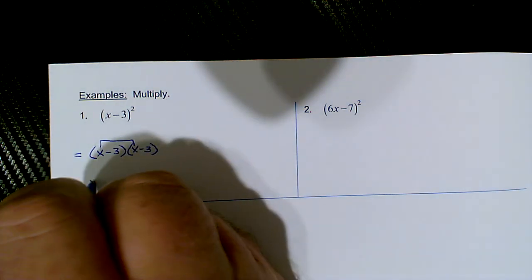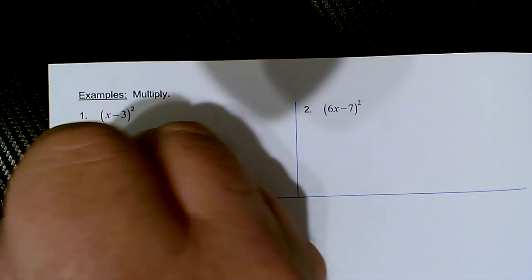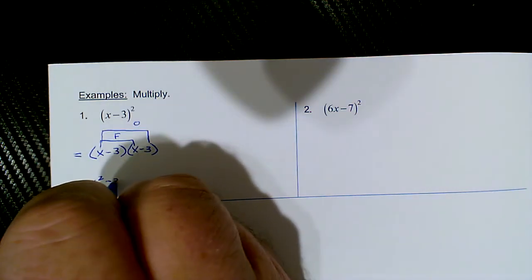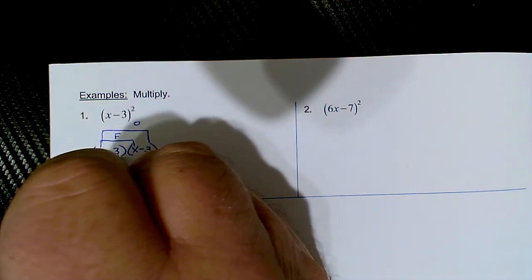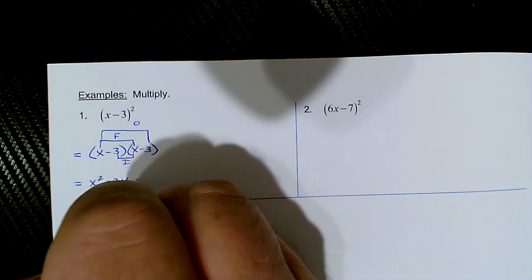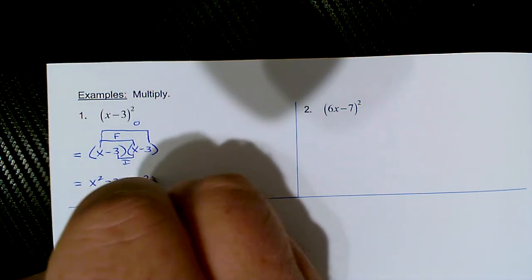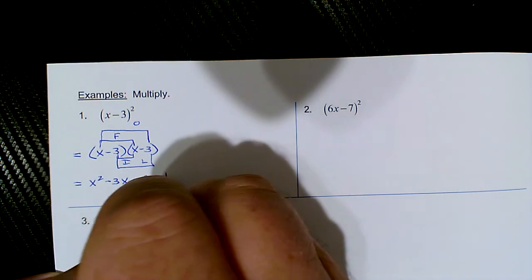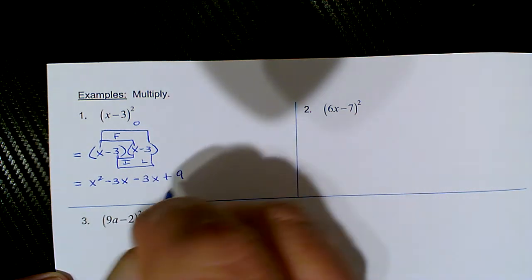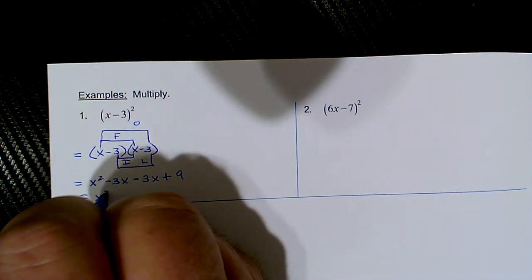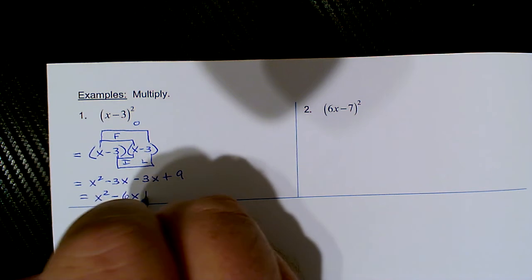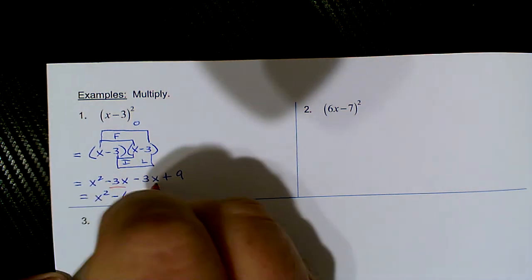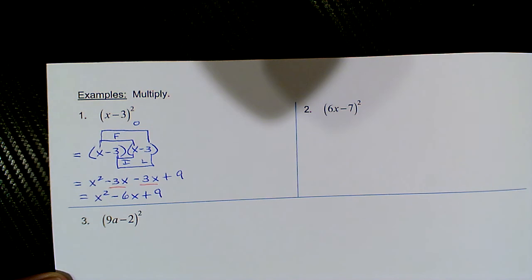So we get x times x, or x squared. For the outers, we get x times negative 3, or negative 3x. The inner product, negative 3 times x, negative 3x again. And then the last product, negative 3 times negative 3, positive 9. So then we can combine the inners and the outers again. We get x squared minus 6x plus 9. And again, that's combining these two outer and inner terms.